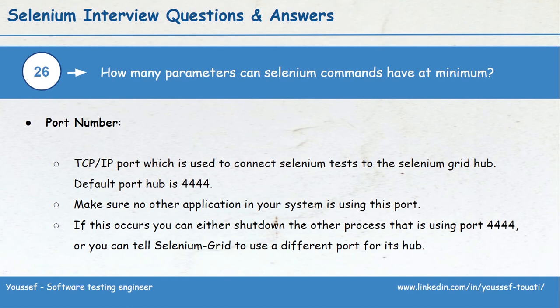TCP IP port, which is used to connect Selenium tests to the Selenium Grid Hub, which we talked about in previous questions. The default port of the hub is 4444. Make sure no other application in your system is using this port. If this occurs, you can either shut down the other process that is using port 4444, or you can tell Selenium Grid to use a different port for its hub.